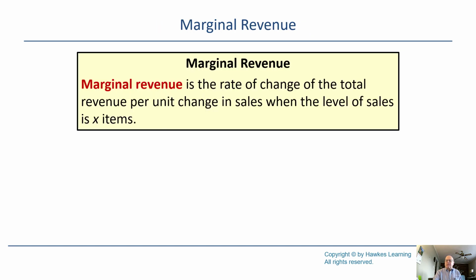Marginal revenue, basically the same thing. The only thing that's different is you're starting with a revenue function. You do all the same things. What is the total revenue? How is the total revenue changing per unit when you're at this level of selling?